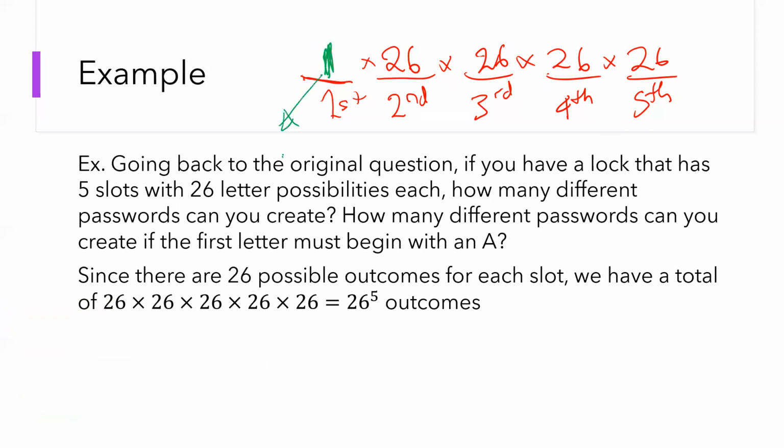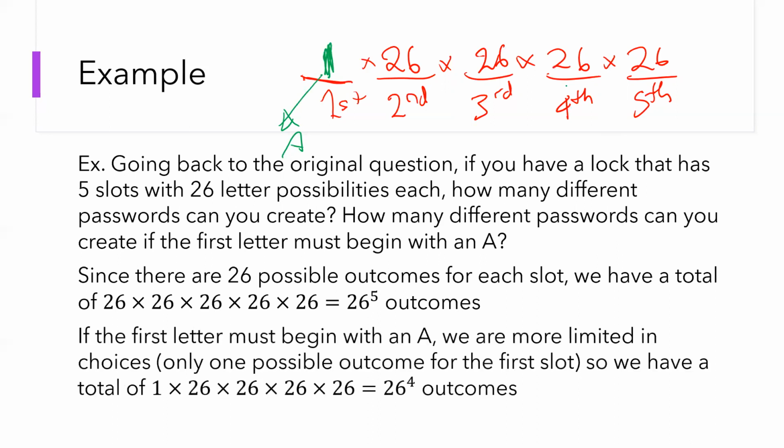The first one can only be A, right? Because we just said that. We said that it has to have an A at the beginning. So it's going to be one choice for the first one, but the other ones still have 26 choices. So the only difference in the second part is that we're going to have 26 times 26 times 26 times 26 times 1, right? So instead of having 26 multiplied by itself 5 times, it's just multiplied by itself 4 times. So 26 to the power of 4, times 1, because there's only one choice for the first letter.